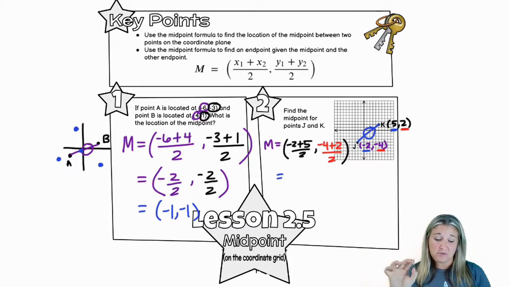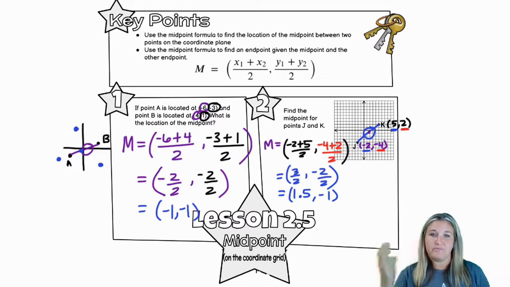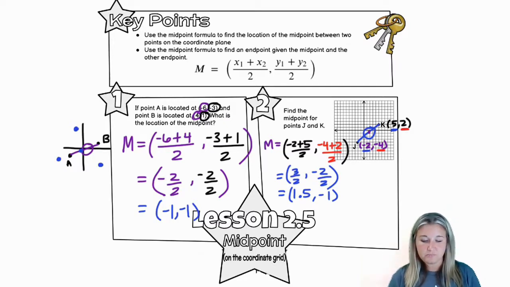I do this two separate times. Negative 2 plus 5 makes a positive 3 divided by 2. And then negative 4 plus 2 gives me negative 2 divided by 2. So that gives me 1.5 and negative 1. So 1.5, negative 1 is going to be about right here. So I'll write this down, within my range.